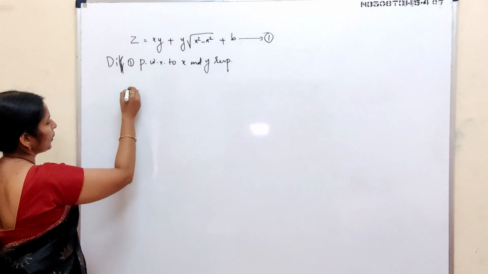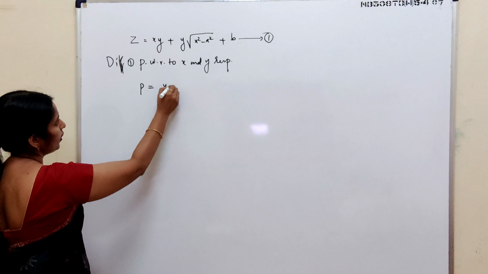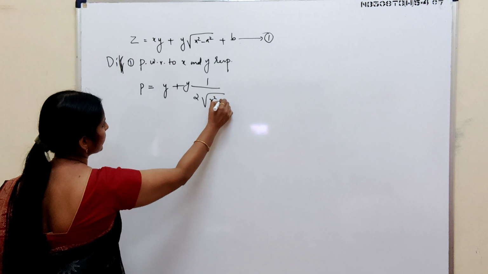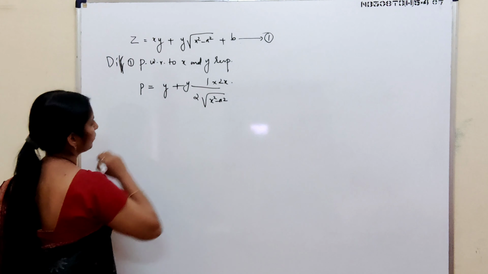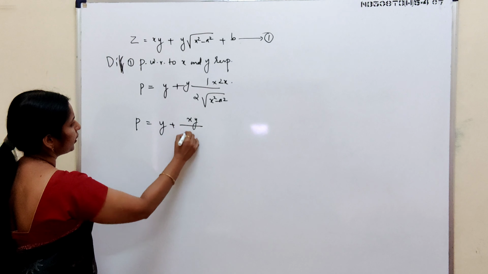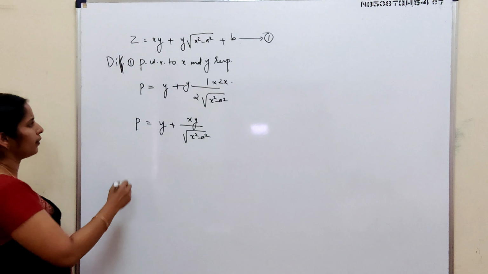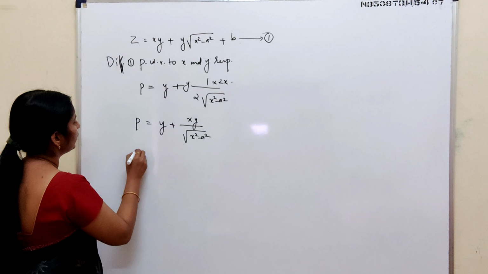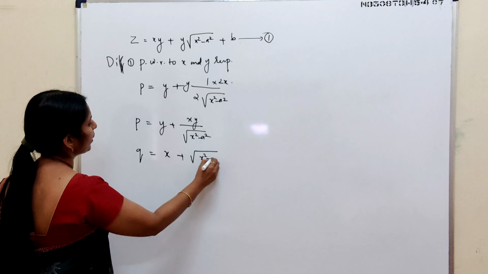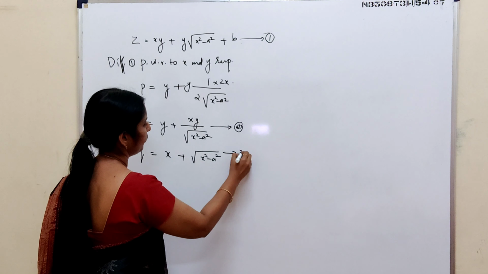While differentiating with respect to x, the left side is ∂z/∂x, that is p. p is equal to y plus y into 1 by 2 root x square minus a square into 2x. That is, p is equal to y plus xy by root x square minus a square. Next, differentiate 1 partially with respect to y. So q is equal to x plus root x square minus a square. Let these be equation numbers 2 and 3.